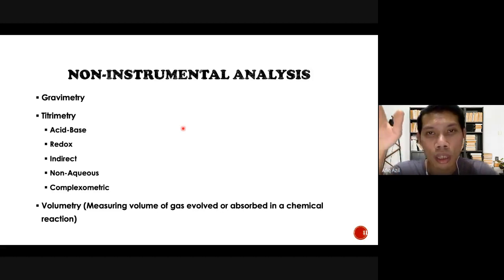It doesn't use any color indicator, but then again, it also includes a pH meter. So, for example, in acid base, you know that if you're using strong acid, strong base, the endpoint should be pH 7. So once the pH meter detects it has reached pH 7, the titration will stop. Okay. And then this is volumetry in terms of how much gas is being evolved, meaning produced gas, the reaction produced gas, or whether the reaction absorbed gas during the reaction process.